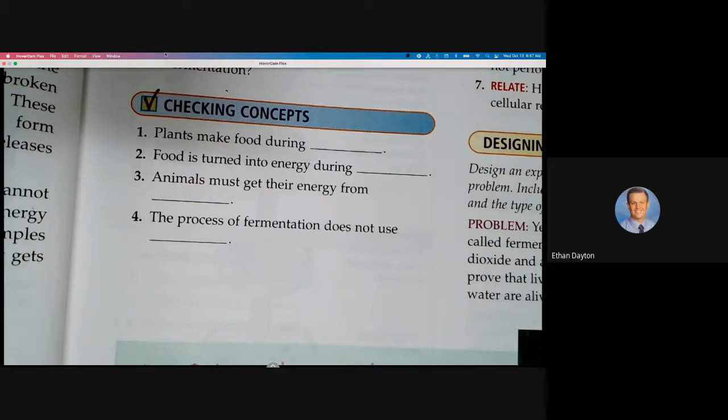Okay, number one. Plants make food during what? Jake? Photosynthesis. Number one, write in a complete sentence. Plants make food during photosynthesis. Complete sentence. Plants make food during photosynthesis. Number two.